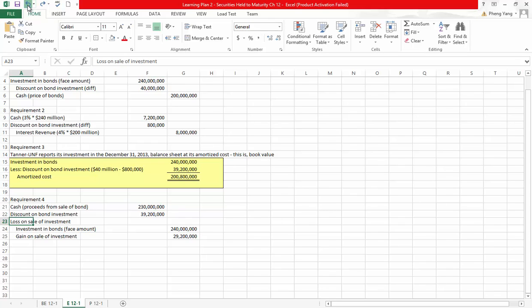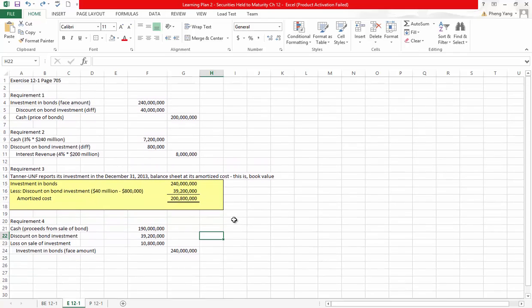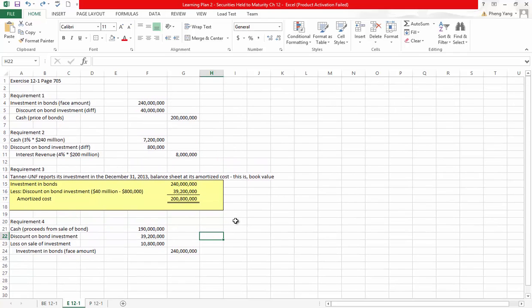So I'm just going to undo everything. We sold it for 190 million, not that example scenario I made. So in this case, we had a loss on the sale of investment of $10,800,000. Okay, so that's for that one. Hopefully you get a better understanding of it. And once you go in and do the problem, you will surely get a better understanding of what's really going on. But this is just one example for 12-1.